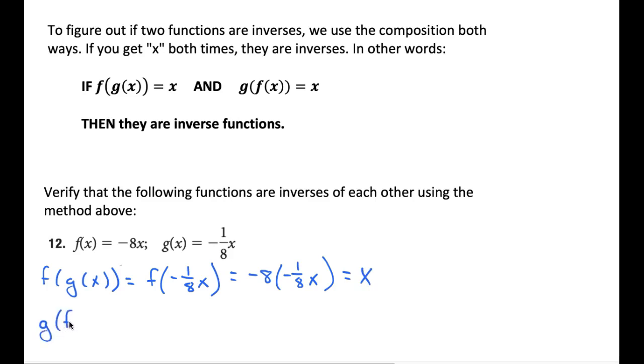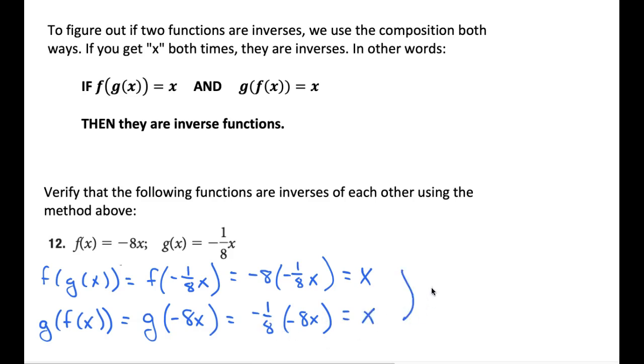All right, so now we're going to try it the other way, and you may already see that that's going to work. So g of f of x is -8x. And g of x is -1/8, and instead of x, which would normally go right here, we're going to replace it with -8x. Okay, so that's our f of x. We're taking g of f of x. Once again, the negatives and the 8s cancel out, and we get x. So this means, yes, they are definitely inverses of one another.